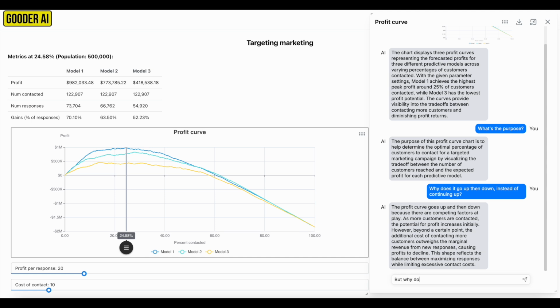But why does the cost outweigh as you go to the right?